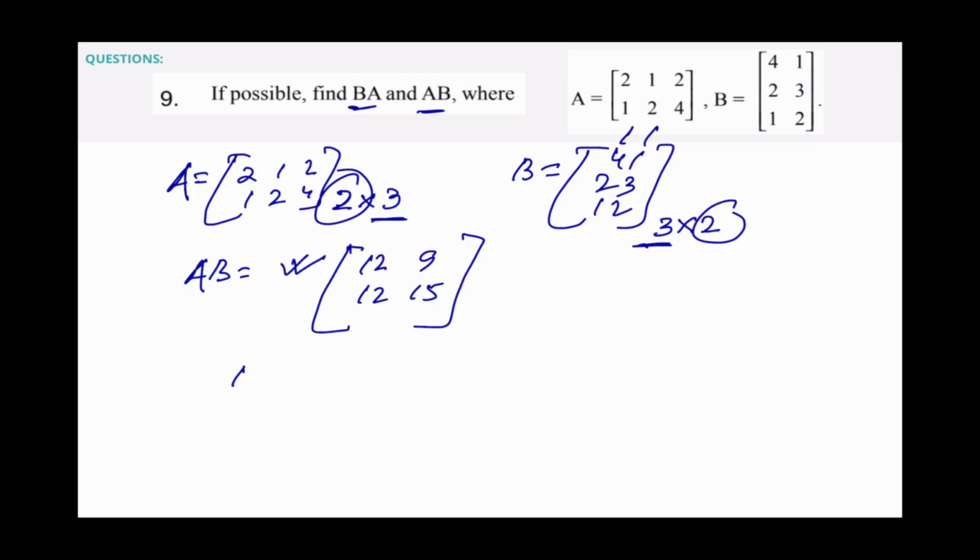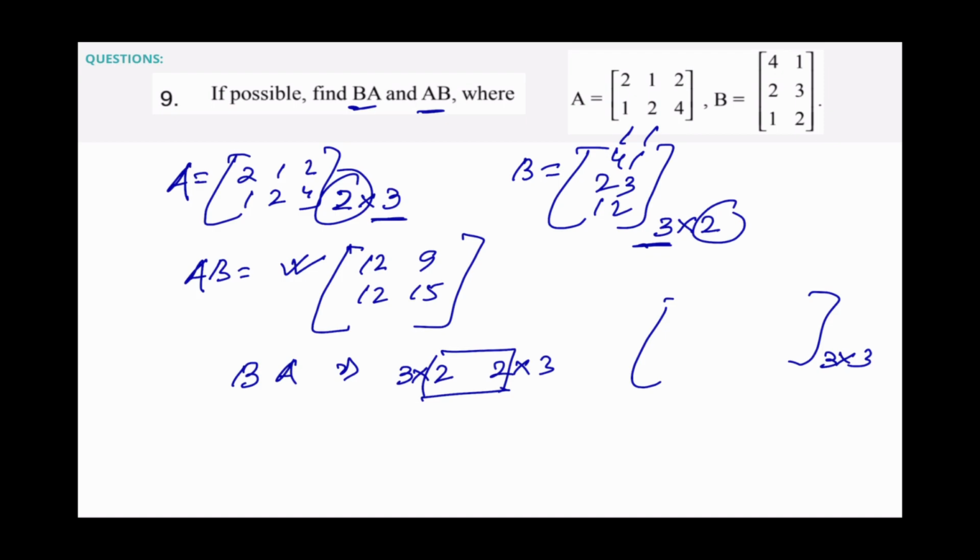Coming to the second part, let's say BA. So we know B is what? 3 cross 2 and A is what? 2 cross 3. So this is also possible. So we'll get a 3 cross 3. And what will be the answer of 3 cross 3? I'm just putting that up. So you multiply it.